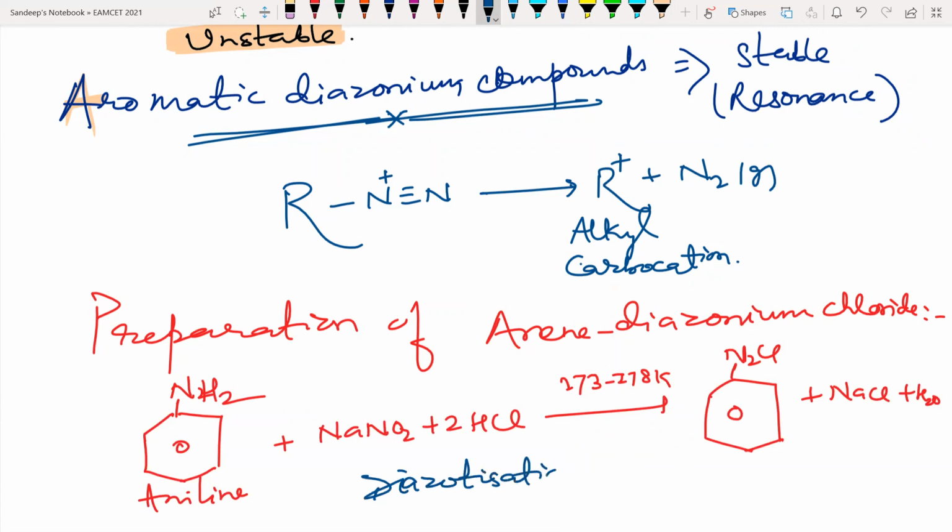So the formation of diazonium chloride from aniline using sodium nitrite and HCl is called diazotization. So this has been asked in CBSE in plus 2 also, and it is asked in entrance exams also. So keep this in mind.